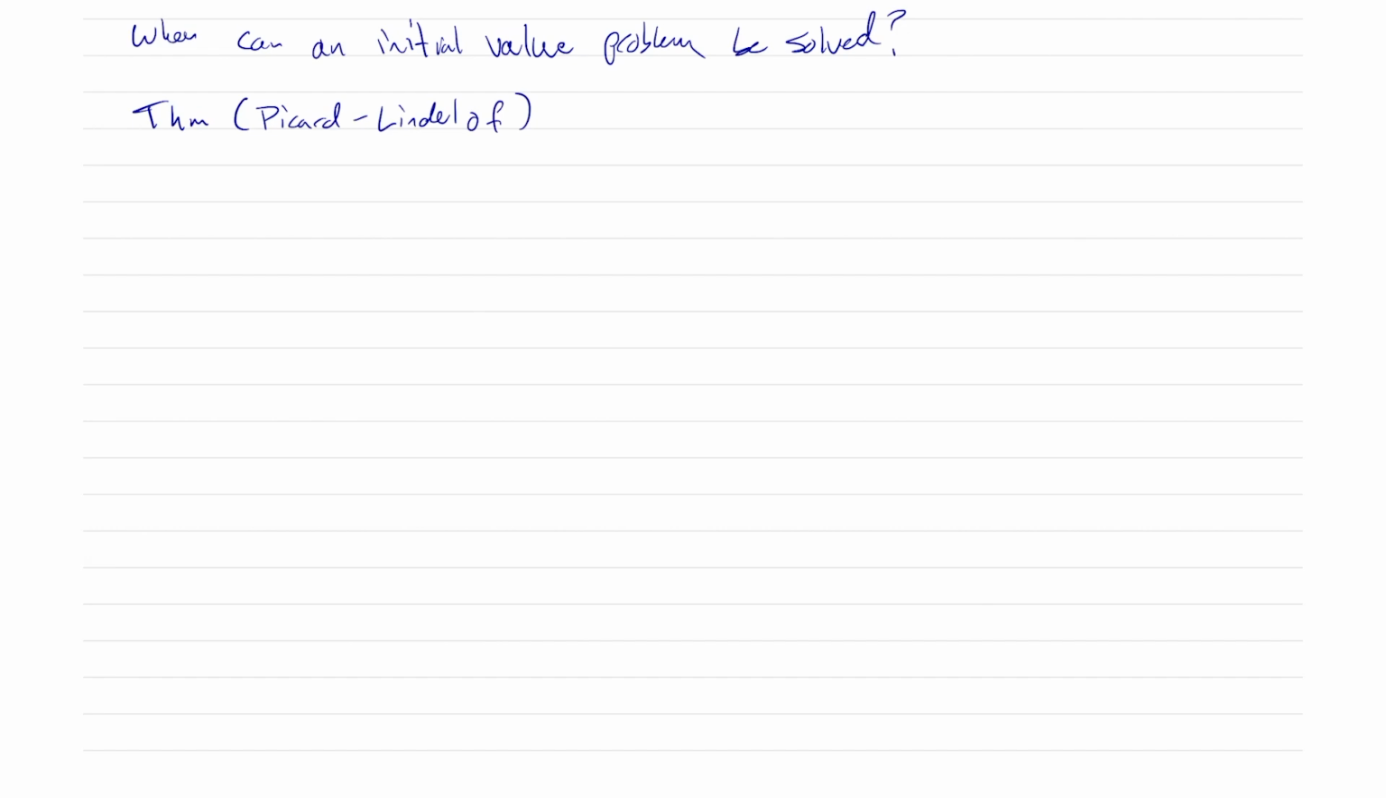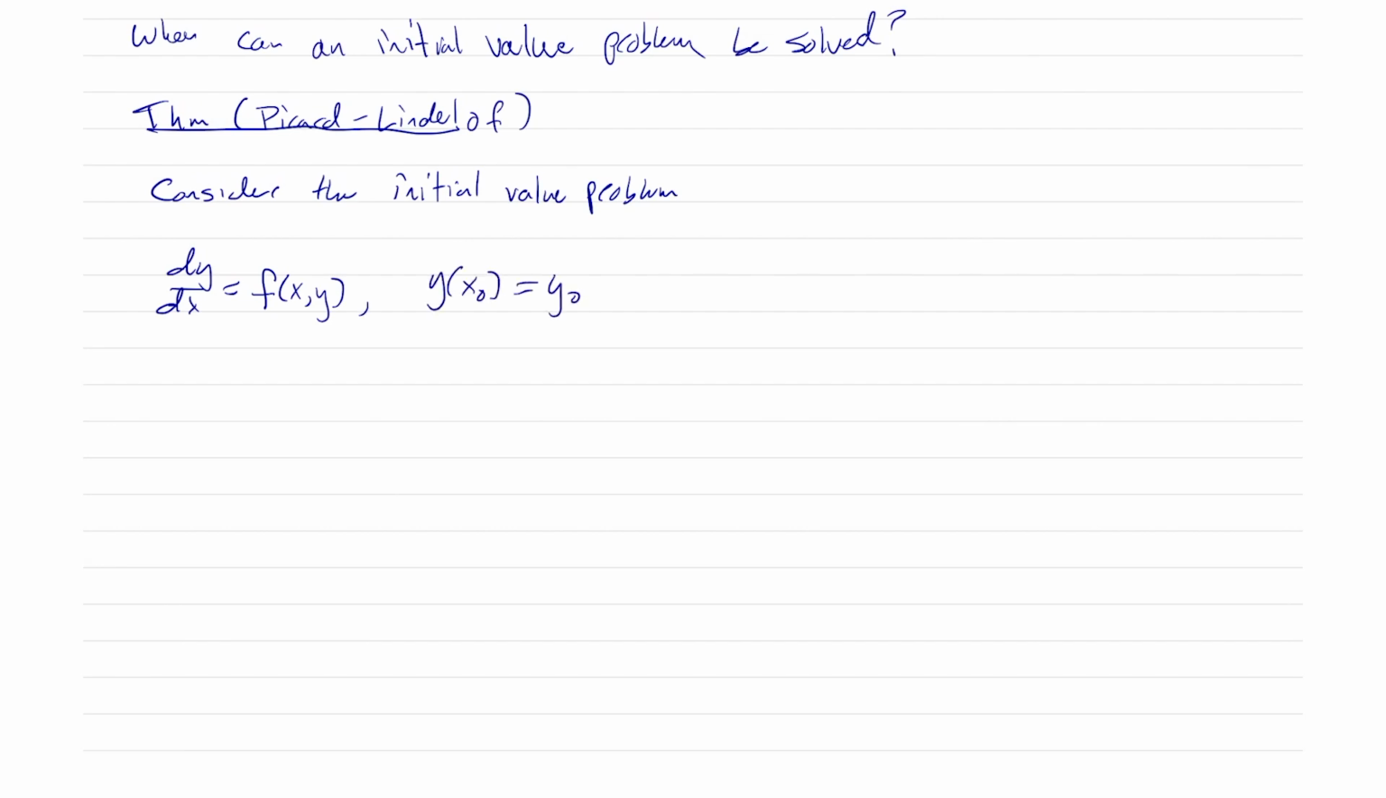I probably got the Lindelof wrong. I think it's supposed to be maybe an umlaut on the O, and there might be another F. I mean, who knows? I apologize to Lindelof, who's been dead for a century. In any case, consider the initial value problem where we're given dy/dx is equal to f of x, y, where we have y of x naught is equal to y naught.